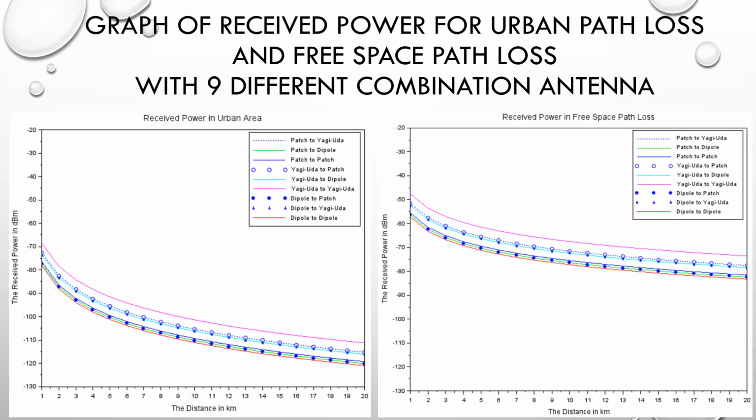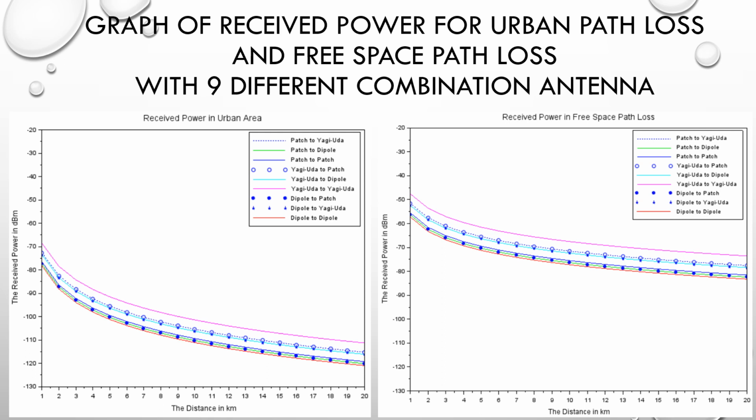This is the graph of received power for urban path loss and free space path loss with 9 different antenna combinations. As you can see, on the right side is the graph of received power in free space path loss, and on the left is the graph of received power in the urban area. For both graphs, there are 9 combinations of the antennas, which are patch to Yagi-Uda, patch to dipole, patch to patch, Yagi-Uda to patch, Yagi-Uda to dipole, Yagi-Uda to Yagi-Uda, dipole to patch, dipole to Yagi-Uda, and the last one is dipole to dipole.